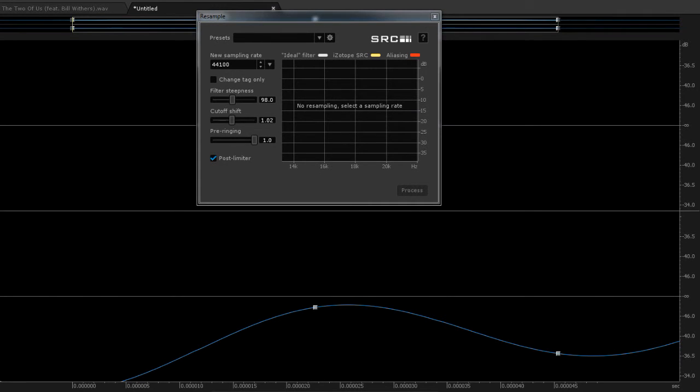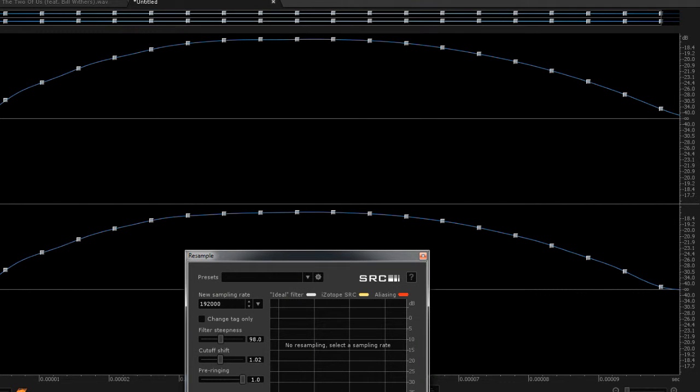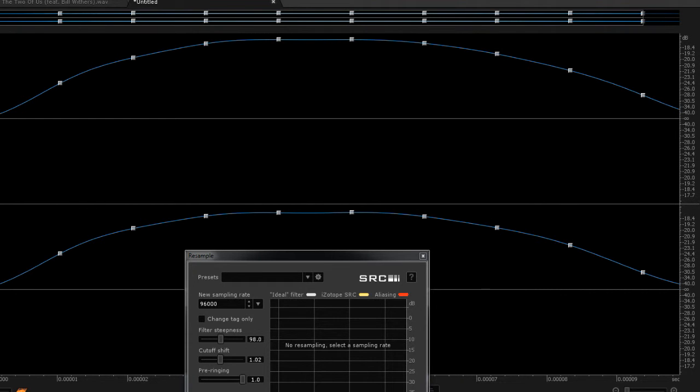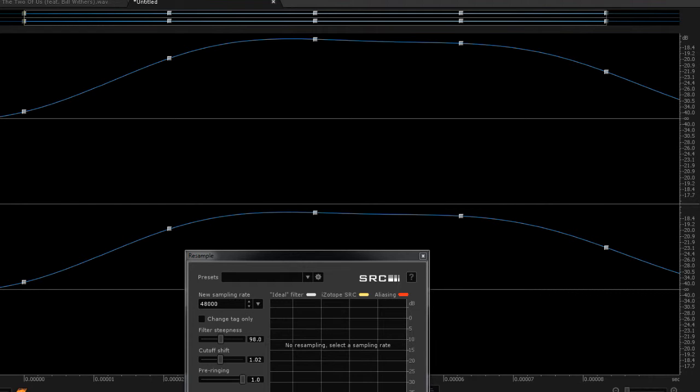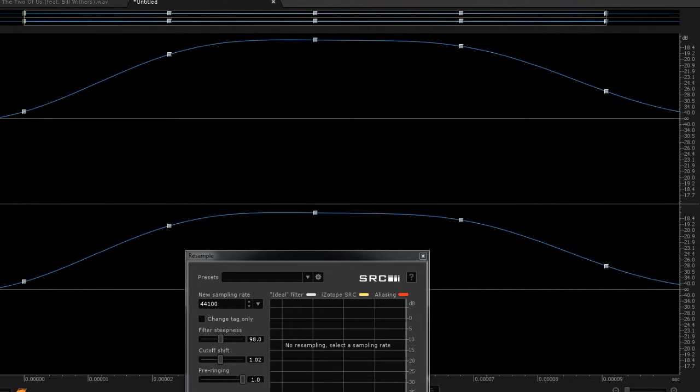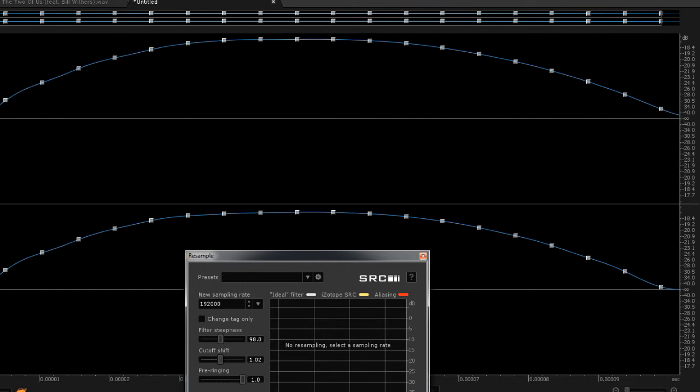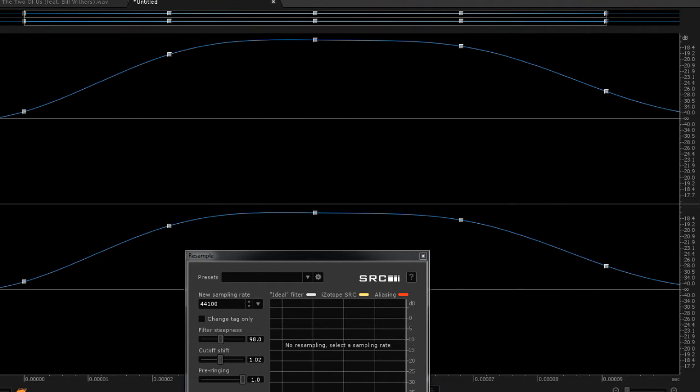Here's another one. Again, if you look on the right hand side, it's easiest to see. Now you look at the shape of that waveform, it's a little bit different. There's 192, 96, 48, 44. So you can just see that's what resampling does. It's not a big deal. It's only a big deal when your sample's already at 0, at the limit.